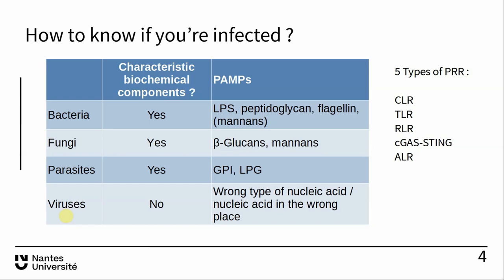Okay, so there are 5 types of pathogen recognition receptors: the C-type lectin-like receptors, the CLRs, the toll-like receptors, RIG-I-like receptors, RLR, the cGAS-STING pathway, and the AIM2-like receptors, ALR. So I'm going to take a look at each one of these, and the aim is to try and give a biochemical view of what exactly these PRRs detect.